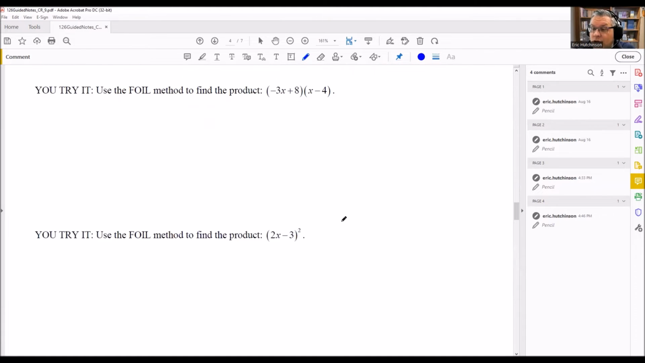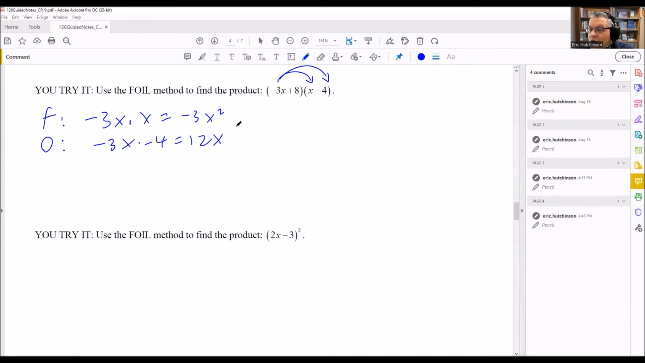Let's do the next one. F is first terms. Negative 3x times x is negative 3x squared. Then we're going to do the outer terms. Negative 3x times negative 4 is 12x.